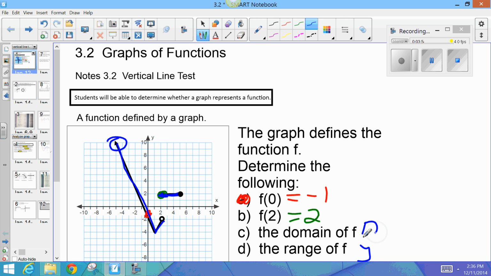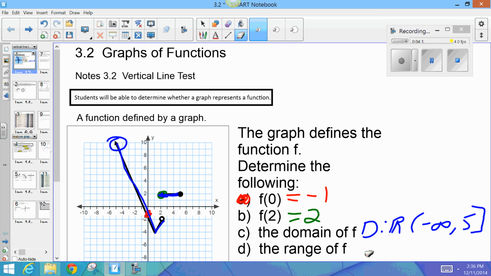So the domain is the real numbers from -infinity to 5. And since there's a solid black dot at 5, we're going to put a square bracket there.